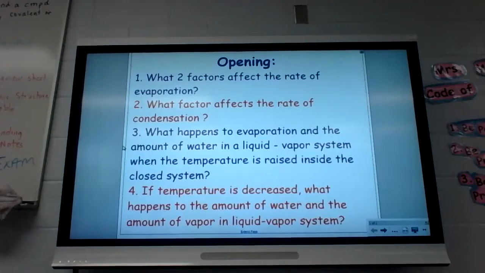All right, and number three, what happens to evaporation and the amount of water in a liquid vapor system when the temperature is raised? So what happens to the evaporation? It increases. What happens to your amount of water? It decreases. All right, if the temperature is decreased, what happens to the amount of water and the amount of vapor? So what happens to the amount of water if we lower the temperature? And what happens to the amount of vapor? It decreases. Are we okay on those?